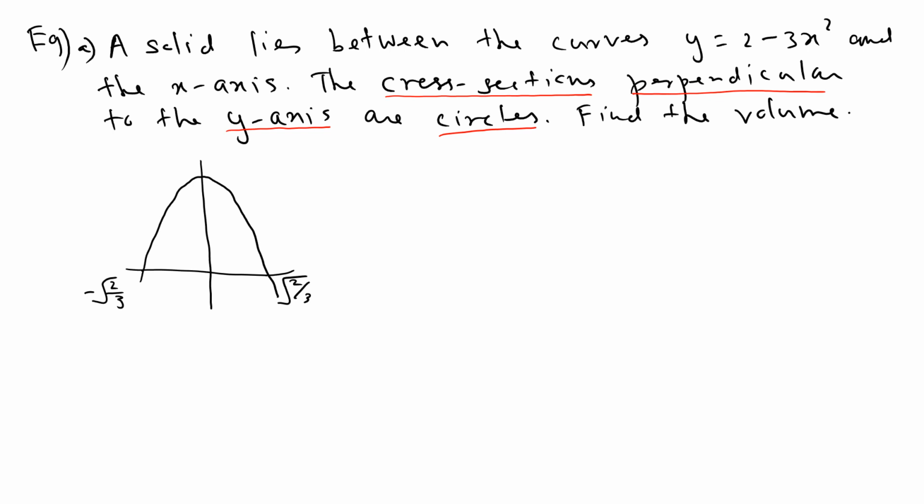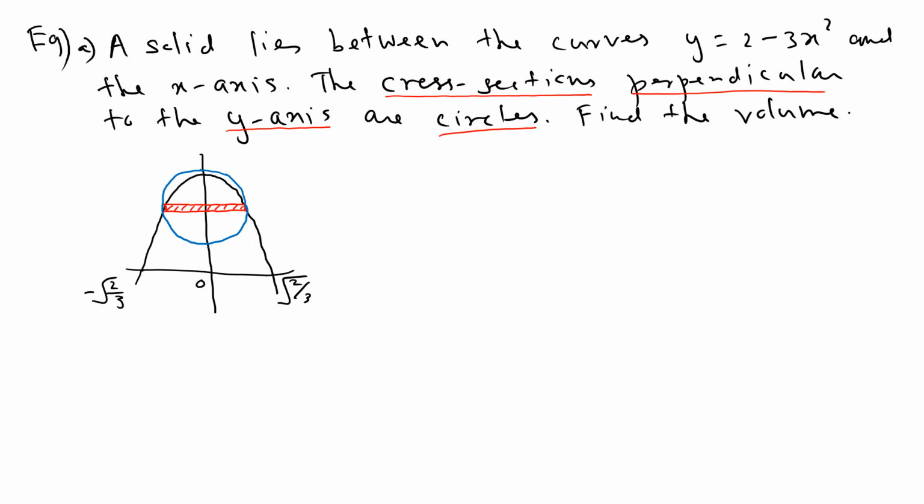Now, they say that if you cross it perpendicular to the y-axis, so let's cross it perpendicular to the y-axis, like that. What happens? The cross section is a circle. So the cross sections are circles like that, and we will find the area of that typical circle.